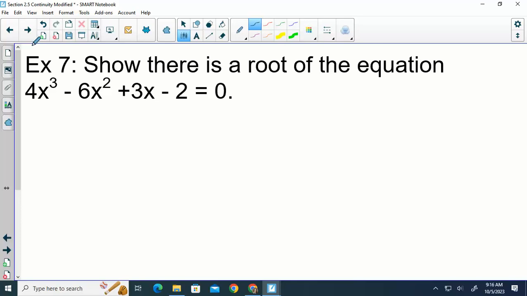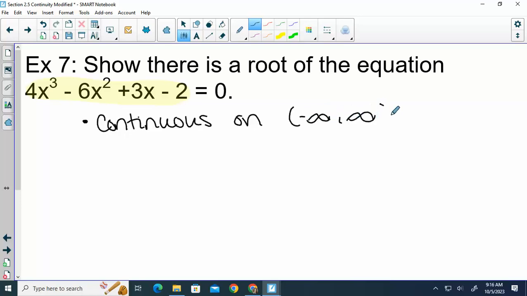So if I'm looking at this one, show there is a root to the equation 4x cubed minus 6x squared plus 3x minus 2 equals 0. So I want to prove that somewhere this does in fact equal 0. Okay, first thing, look at the equation. Is this continuous? Yes, you have to tell me that. I am not going to make you give me a big justification for why it's continuous. I trust that you know, but if you don't tell me it's continuous, you lose a point.